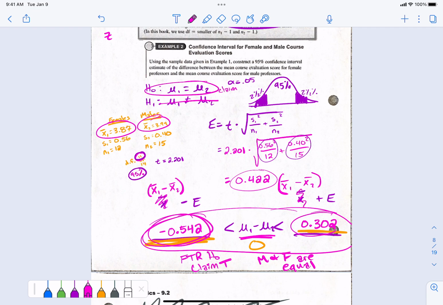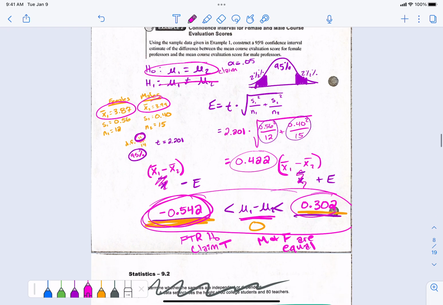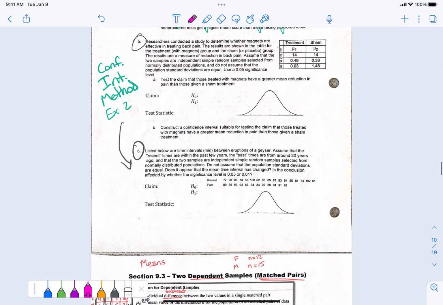Let's go real quick to your homework assignment because we're going to talk about the less than greater than thing and figure out what our stuff is, okay? Because sometimes the hypotheses are kind of weird to figure out, okay?